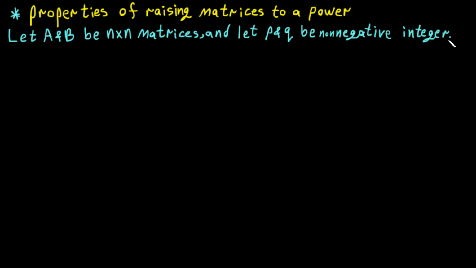So let A and B be n by n matrices, and let p and q be non-negative integers. To illustrate what a non-negative integer is, it means 0, 1, 2, and so on until infinity. So it starts from 0, but the natural numbers start from 1. That's the difference between non-negative integers and natural numbers. Here I will write the first property.